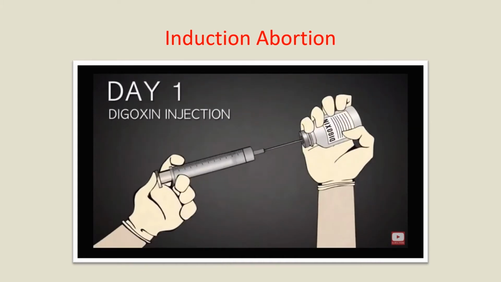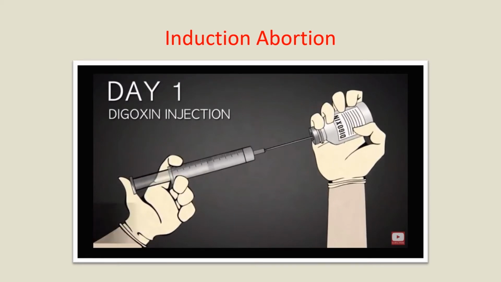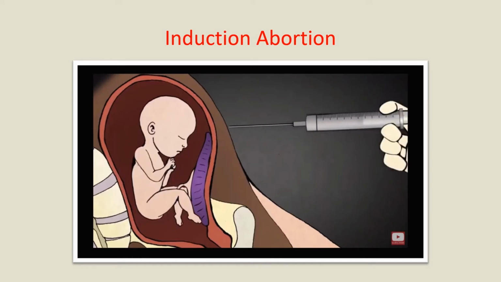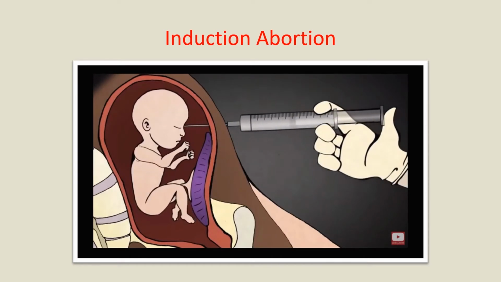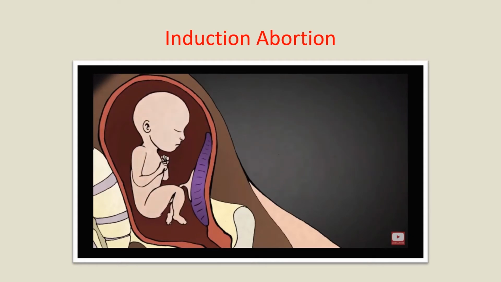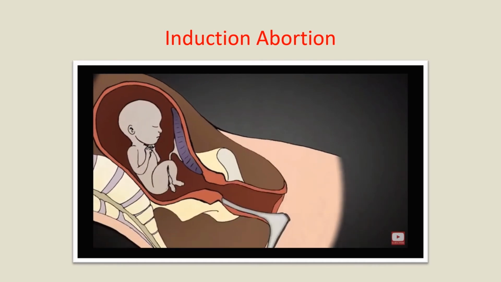On day 1, the abortionist uses a large needle to inject a drug called digoxin. The abortionist inserts the needle with the digoxin through the woman's abdomen or through her vagina and into the baby, targeting either the head, torso, or heart. The baby will feel it. Babies at this stage feel pain. When the needle pierces the baby's body and the digoxin takes effect, the life of the baby will end.